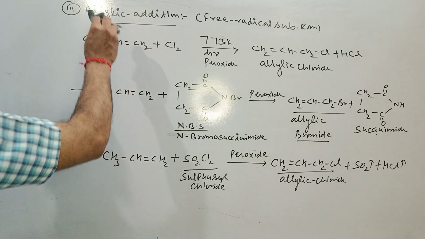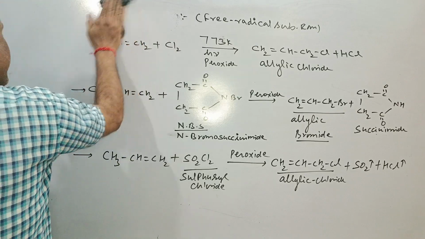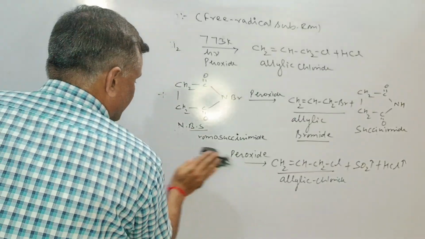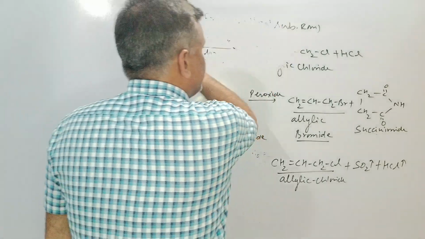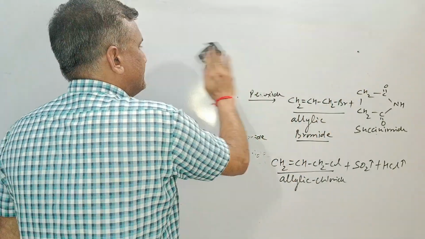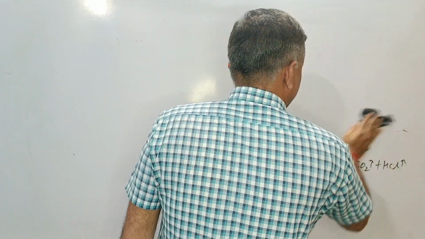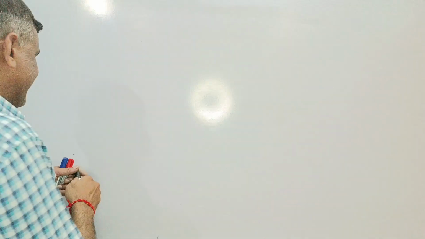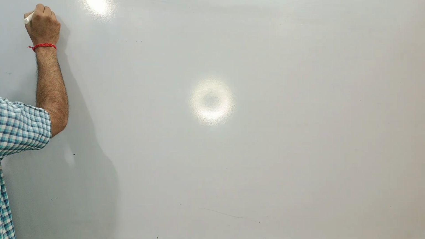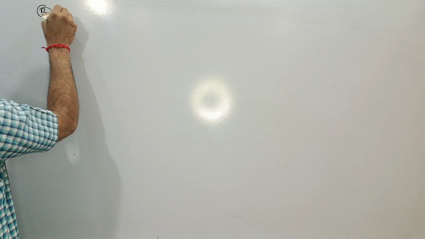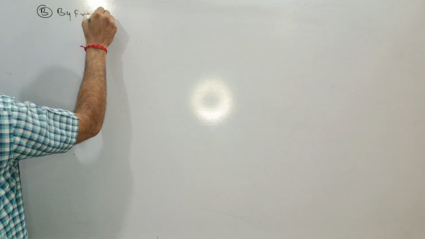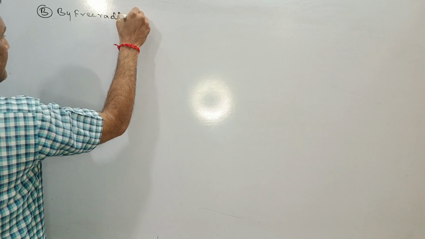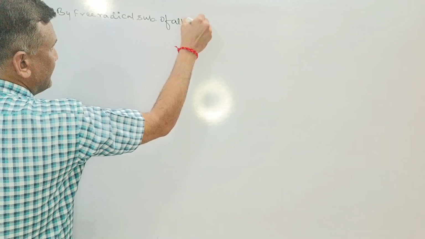Now it's time to discuss the next part of hydrocarbons, that is the B part. That is very important because it will take a lot of matter, that is free radical substitution of alkane. This is the B part: free radical substitution of alkane as a hydrocarbon.